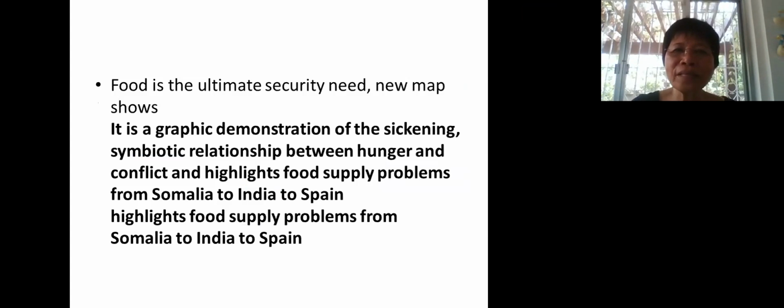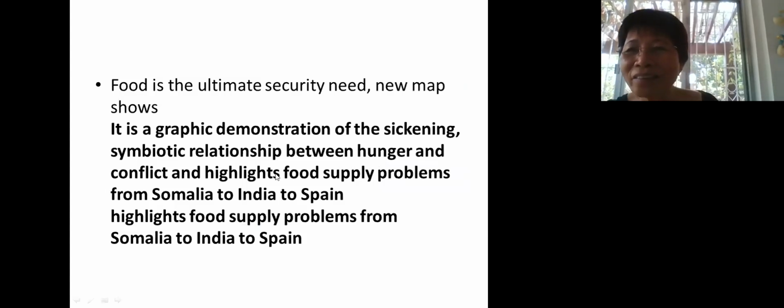First, they said that food is the ultimate security need. There is now a map that shows when you are suffering from food security risk. What is it? It is a graphic demonstration of the sickening symbiotic relationship between hunger and conflict. That's why I'm putting together regional conflict with food security, and highlights of food supply problems from Somalia to India to Spain. There is a highlight of food supply problems from these two areas.